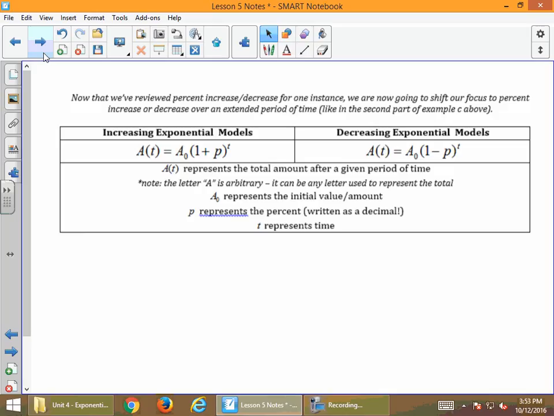Increasing exponential models. Again, that's when you're adding tax, adding interest, adding a check, things like that. You would use this equation. A of t represents the total amount after a given period of time. That's what you're trying to find. A represents the initial value. P represents the percent. Again, you always write it as a decimal. And t represents time in both equations. Okay? So let's take a look at some more examples using these equations.